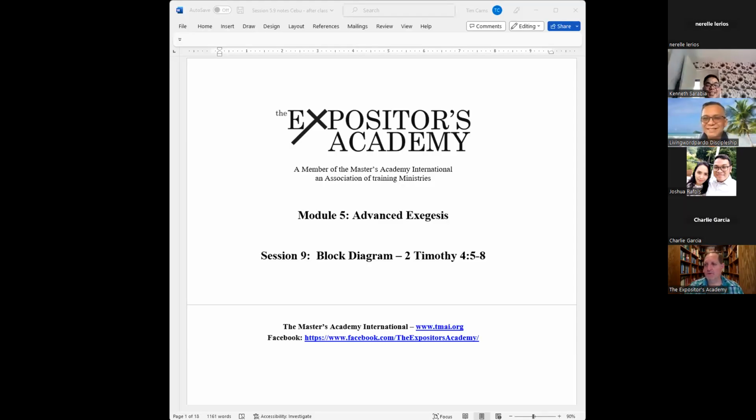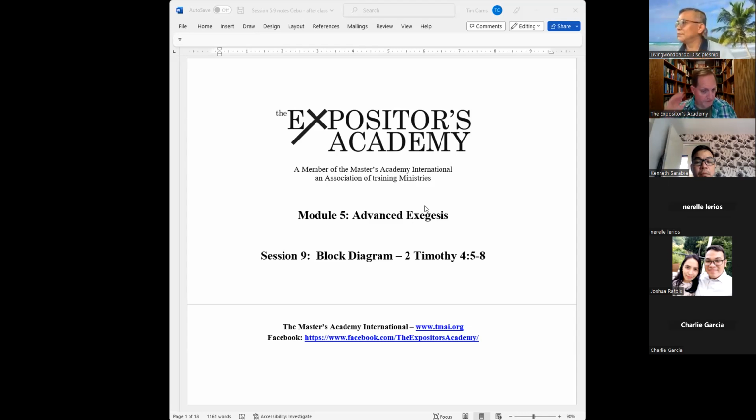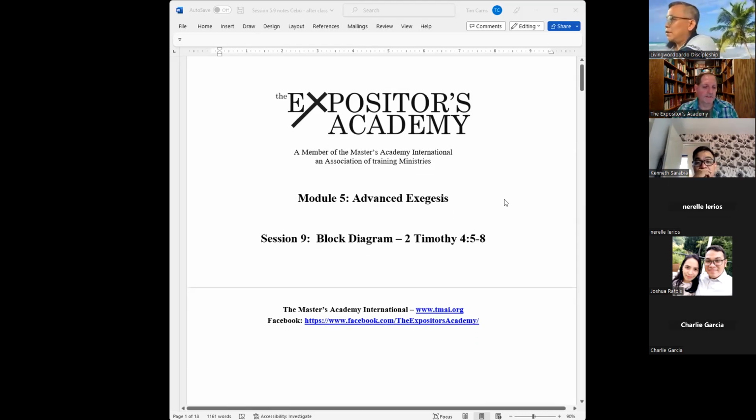As I mentioned, I wanted to do another passage from Second Timothy, this time from chapter 4. You can use this for your assignment, just a few verses, but at least this is part of the assignment that I gave you guys to diagram the whole letter of Second Timothy.